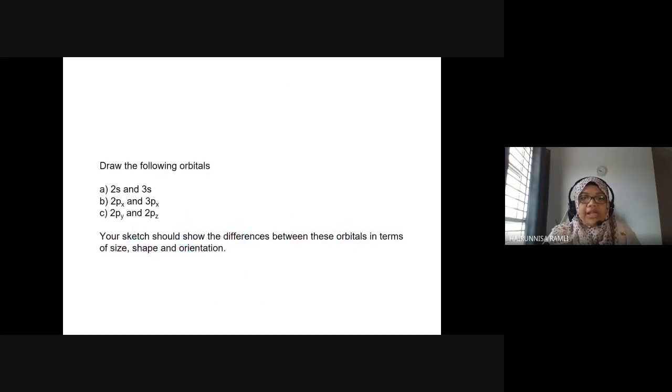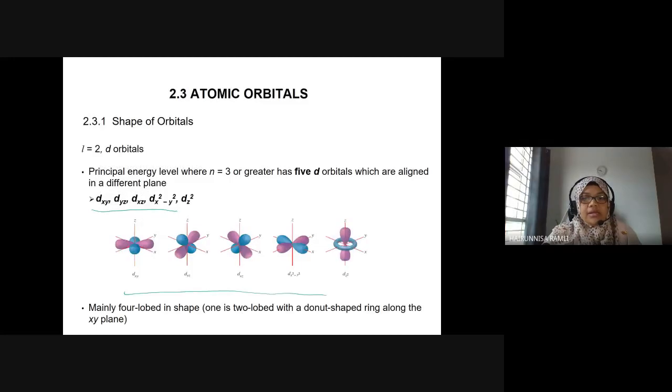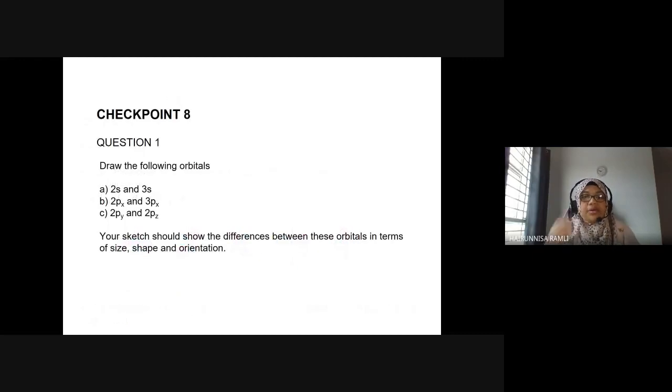Okay, even F pun kita tak tunjuk kat sini kan. Kalau you perasan, F tu ada 7 lah. Kalau you really interested to know what is the shape actually, you boleh buka Google, or if you have any international chemistry book, mesti ada bentuk F tu. Ada 7 bentuk. Okay, so now I want you to try this one.